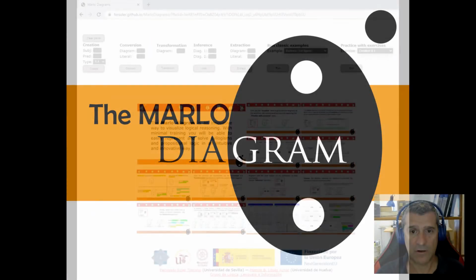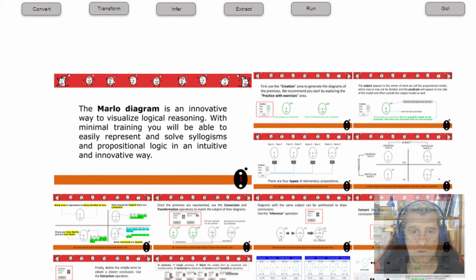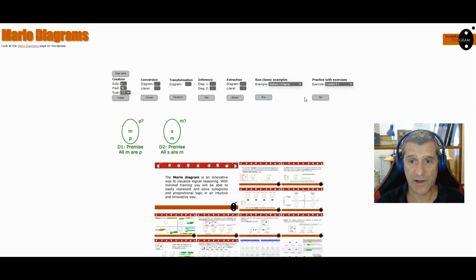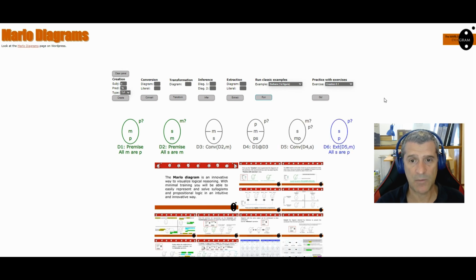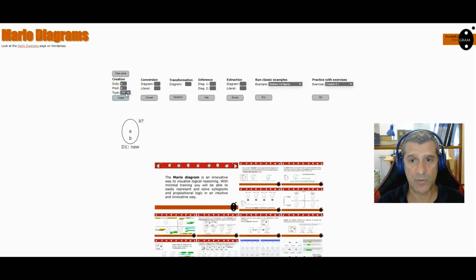A web version of Marlowe's diagrams had recently been developed by the professor of logic at the University of Seville, Fernando Soler Toscano. Now, you can practice all the operations necessary to graphically represent and solve syllogisms and propositional logic. A multitude of exercises with progressive difficulty and numerous examples are available to the user.